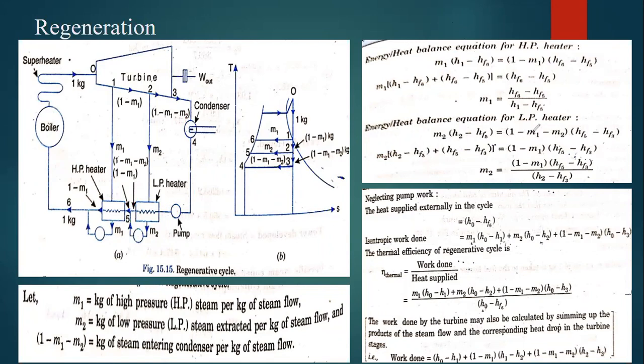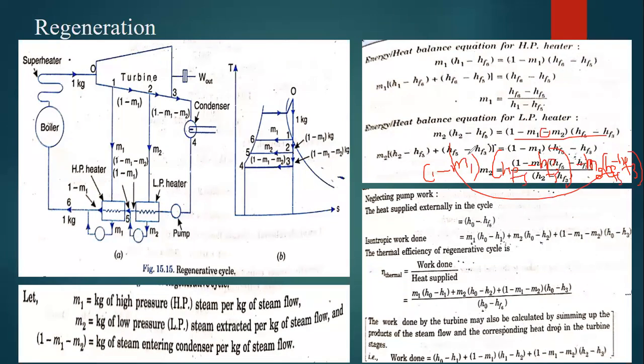Okay. This (1 minus M1) into (HF5 minus HF3) minus M2 into (HF5 minus HF3)... how will it become? This equation can be written as (1 minus M1) into (HF5 minus HF3). At the same time, this term is also there: minus M2 into this term, HF5 minus HF3, right? So this M2 term I have taken to the RHS and I have taken M2 as common.